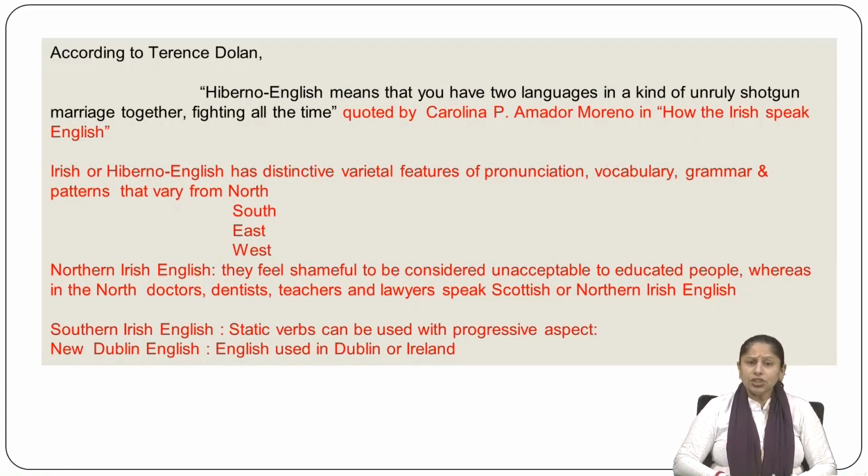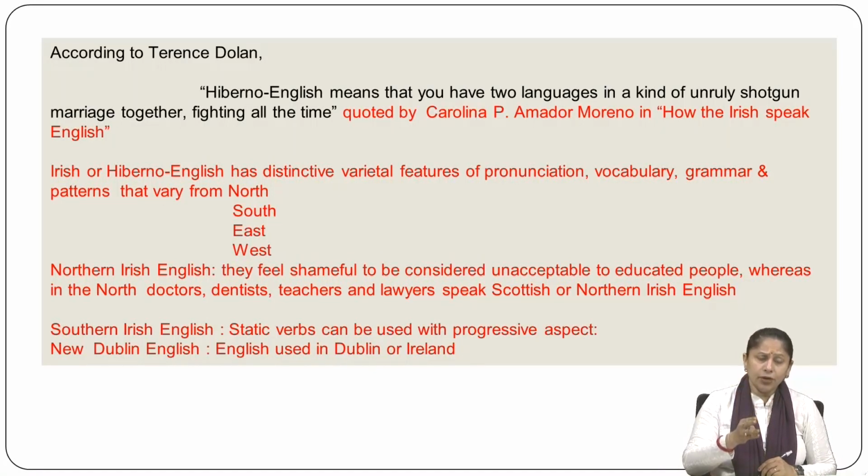Irish or Hiberno English has distinctive varietal features of pronunciation, vocabulary, grammar, and patterns that vary from north, south, east, and west. Why? Because Irish English itself is the English of Ireland. Still, there are four kinds of varieties which could be found as per the regions. Northern Irish English, look. Then Southern Irish English, look. You can see the points. They are written over here. Then New Dublin English. Again, it's a kind of East or West English. What are these categories? Let's look into it sincerely.